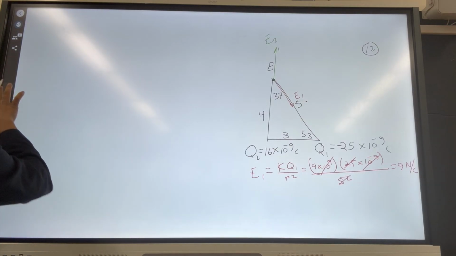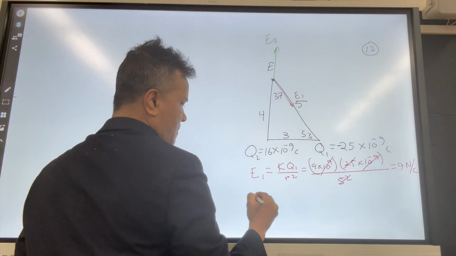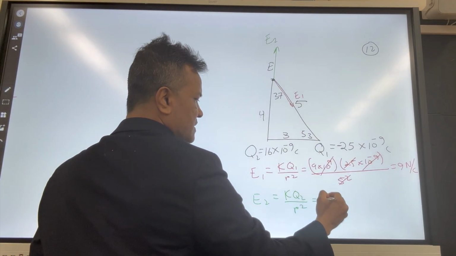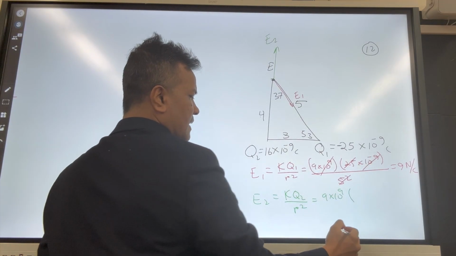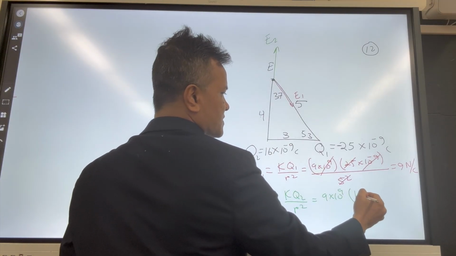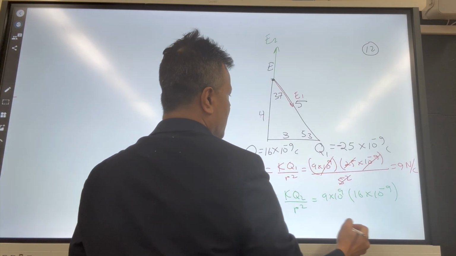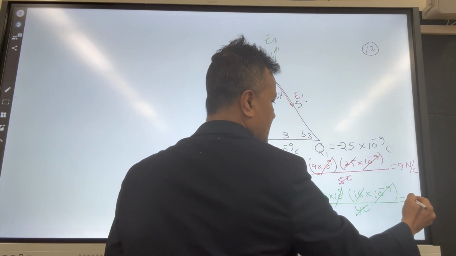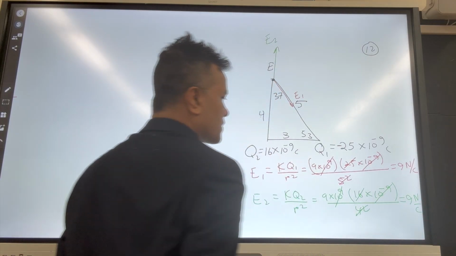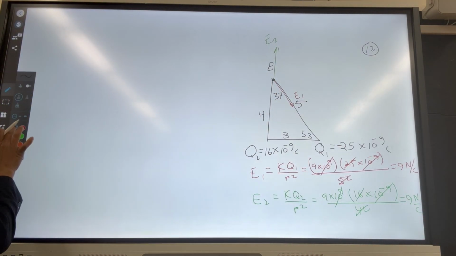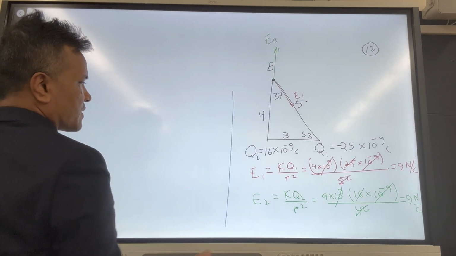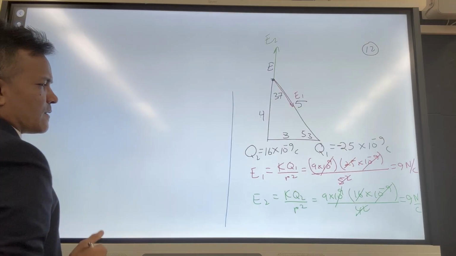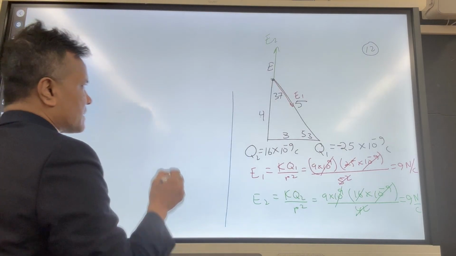Let's do E2. kQ2 over R squared. So 9 times 10 raised to 9. You have 16 times 10 raised to negative 9. And you have 4 squared. So 4 squared, 16 cancel. 9, 9 cancel. This is 9 Newton per Coulomb. Good. We have to find the E. There are multiple ways of trying to find E. We're going to explore 3 ways. One is parallelogram, one is vector addition, and one is law of cosines. Let's do parallelogram.